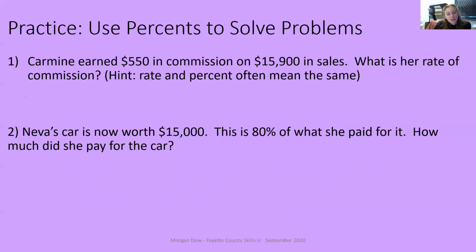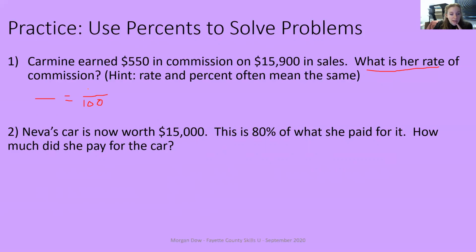Number 1, it says Carmen earned $550 in commission on $15,900 in sales. What is her rate of commission? Keeping in mind that rate and percent mean the same thing. All right, well, what is the missing piece in this problem? What's the thing that we are supposed to solve for? Well, it says, what is her rate? So what is the percent? The percent is the thing that's missing.